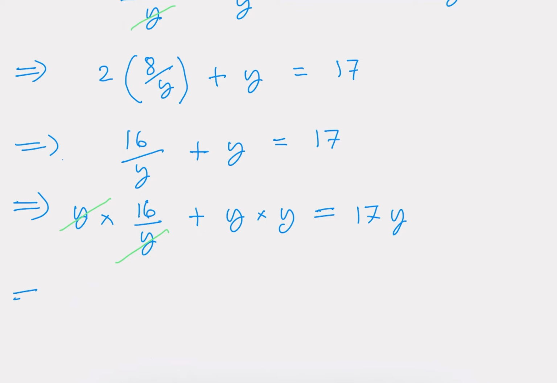So this implies the following. Now we have 16 plus y times y, which is y squared, is equal to 17y. So now, this is what we have. This is the equation that we have.